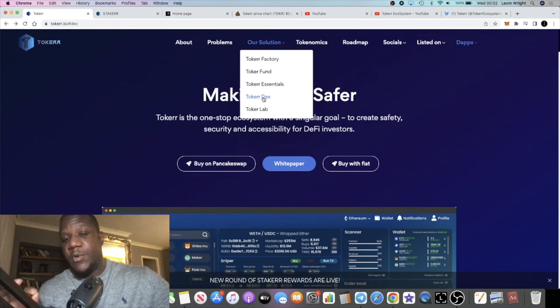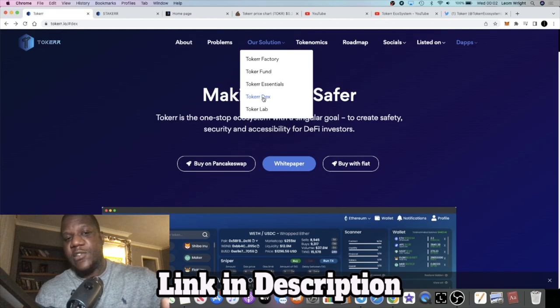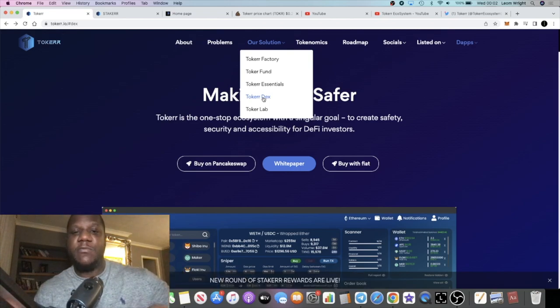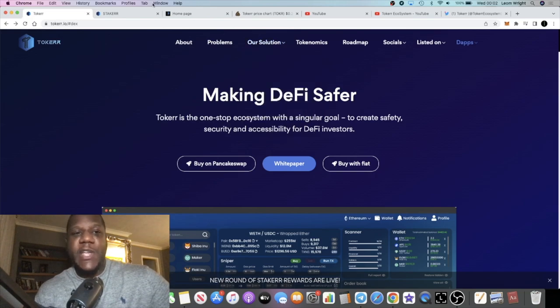So people are accumulating the Uniswap token, all that sort of stuff. With decentralized exchanges, people are going to feel safer, especially with what happened with that whole debacle with Sam Bankman-Fried at FTX. You've got Tokerr Lab.